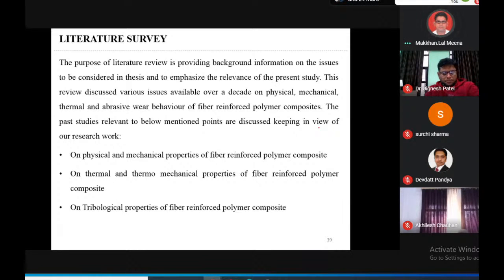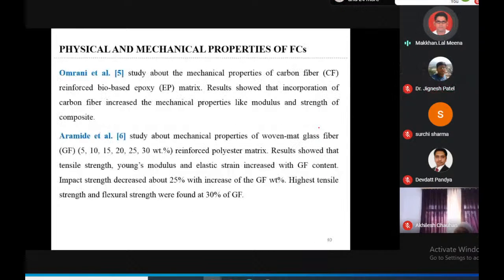So for the research work for this case study, we considered physical and mechanical properties of fiber reinforced polymer composites, thermal and thermomechanical and tribological properties of fiber reinforced polymer composites. So these are the basis for searching our previous papers. These are the few research papers which show the physical and mechanical properties of carbon fibers or others.